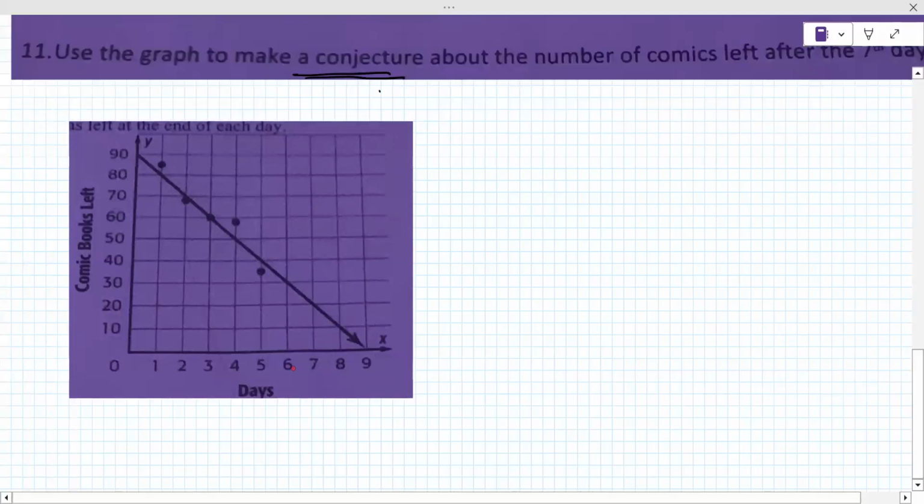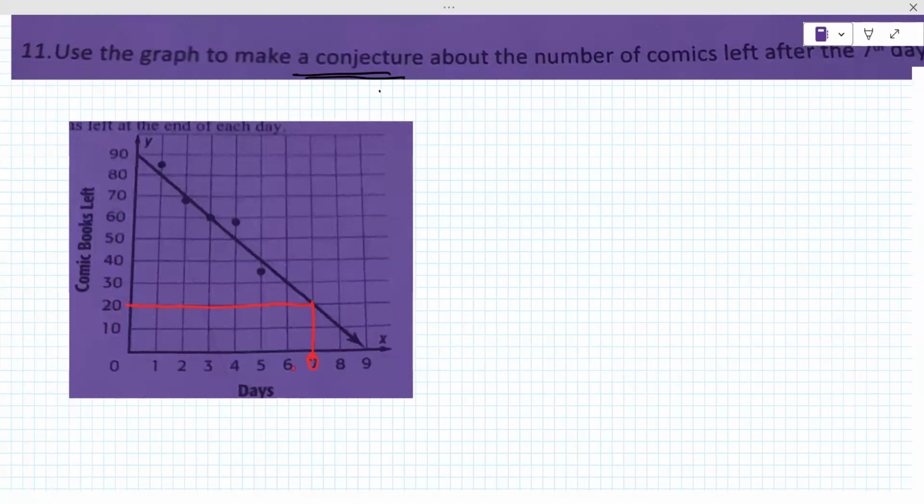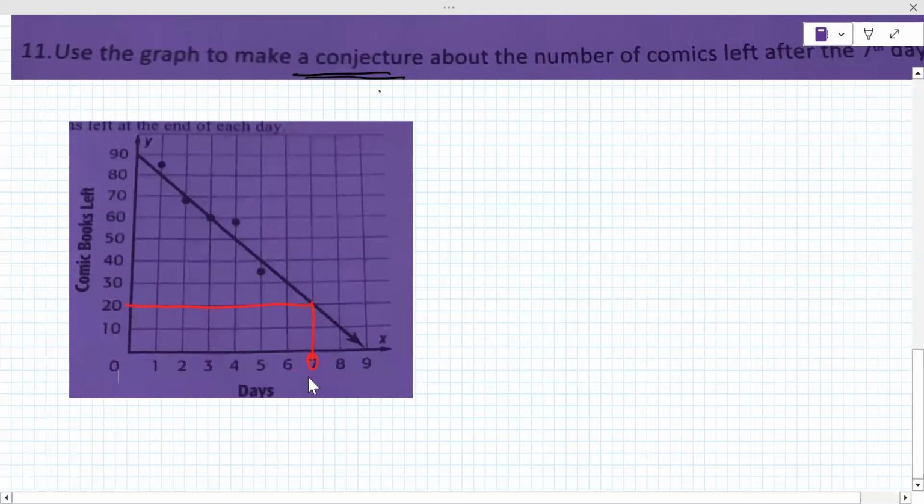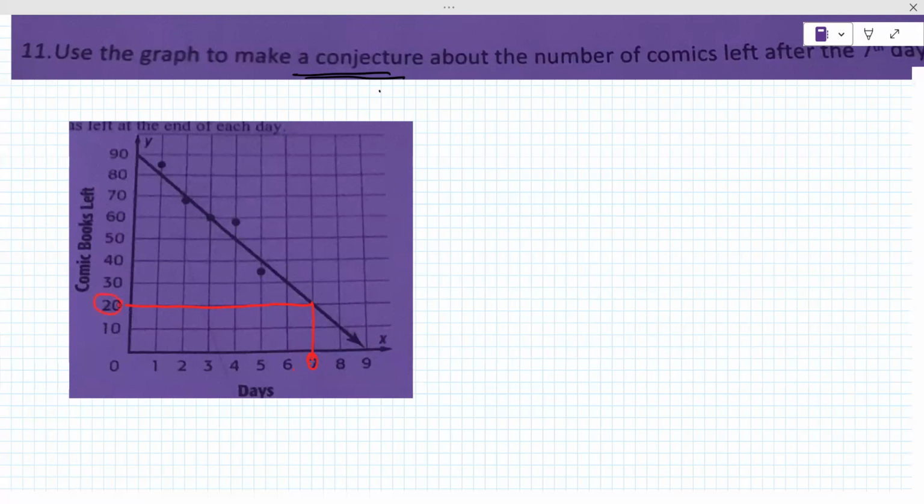Wait, I'm confused. What do you mean? So on the 7th day, you're going to go up and hit the curve. Boom, how many comic books will be left? Days is down here. On the 7th day, so how many? 10 or 20? 20. Yeah. Okay.